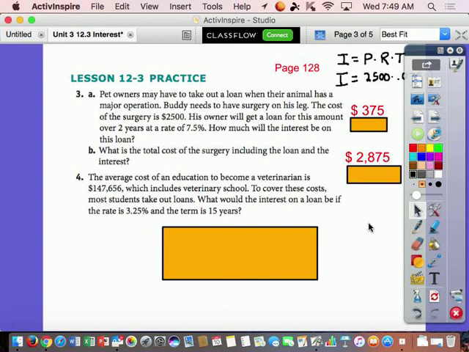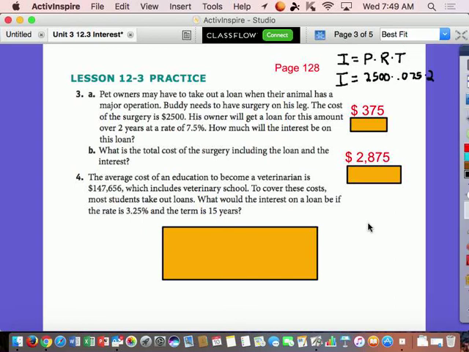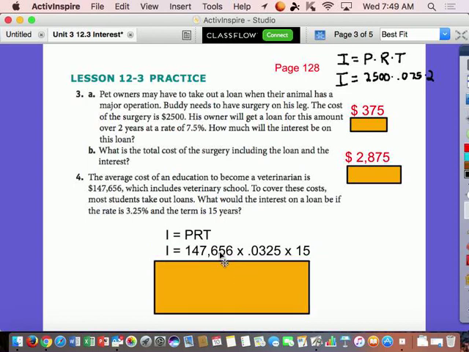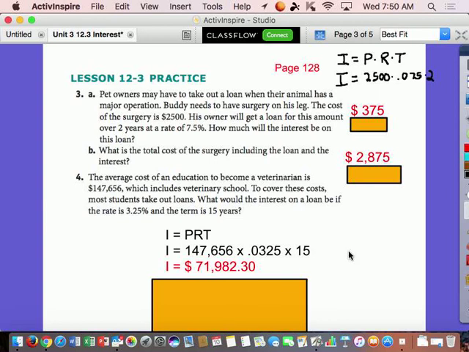All right, number 4, the cost of an education. Go ahead and put the video on pause, write down your formula, and solve this problem. Press pause now. Hey, welcome back. I know you did it right. I equals PRT. You wrote that down. I've got my principal. I converted my interest to a decimal, my percent. And it's for 15 years. I typed on my calculator, $71,982.30. I bet you got that one right.